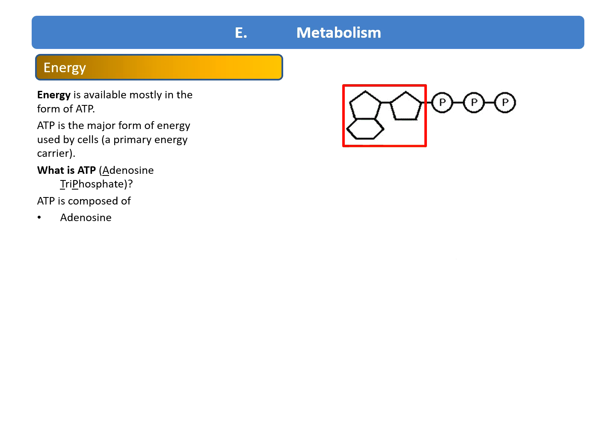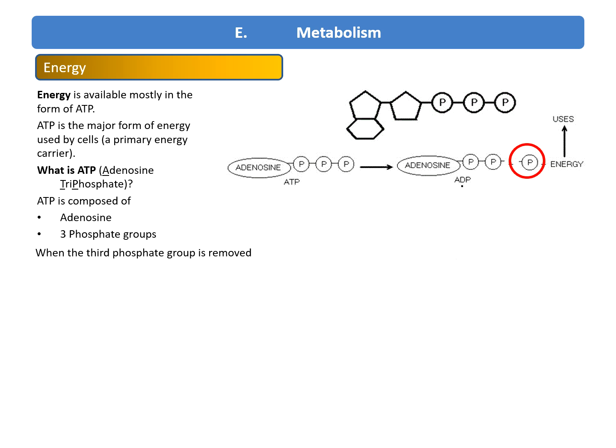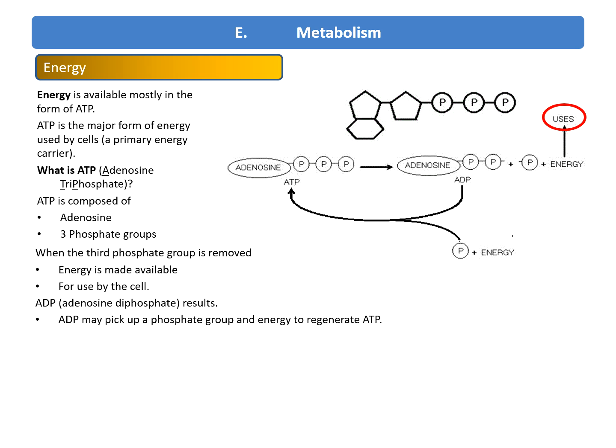It's composed of adenosine, which is closely related to adenine, one of the nucleotides, and three phosphate groups. When the third phosphate group is removed, energy is made available for the multiple uses by the cell. The ADP, the adenosine diphosphate that results, can pick up energy in a phosphate group and regenerate the ATP.